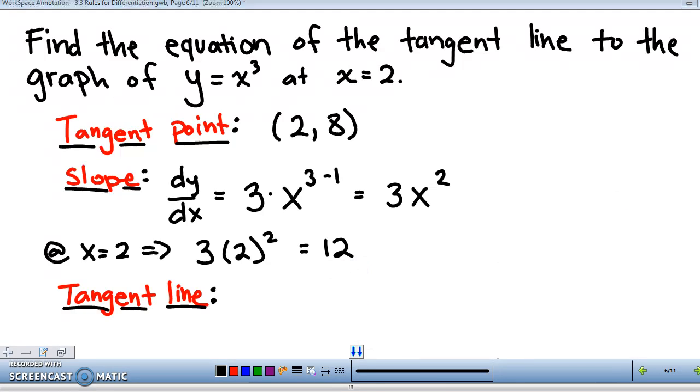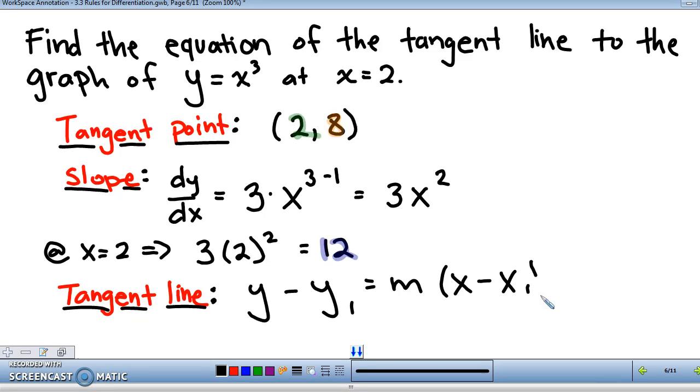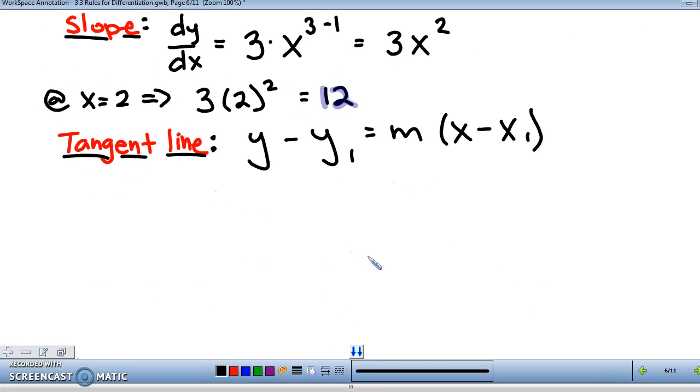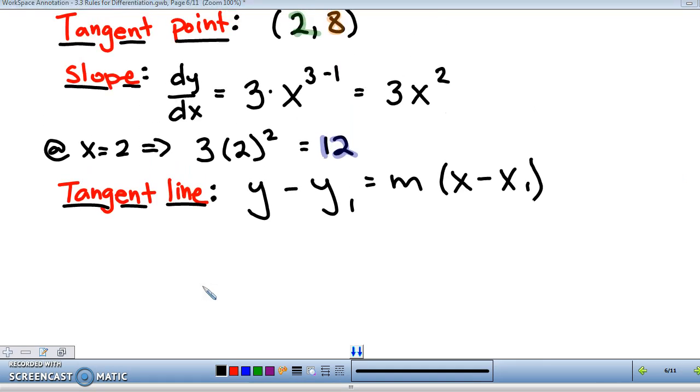Okay, so using the 12, using the 2, and using the 8, we can plug that in to our point slope. y minus y1 is equal to m times x minus x1. So we get y minus 8 is equal to 12 times x minus 2.